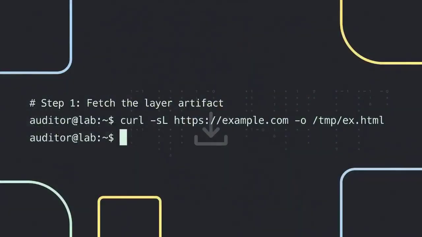Next we fetch the payload. The silent and follow-redirect flags let curl pull the file quietly without progress noise, dropping it into a scratch location so the real working directory stays untouched. When the command returns without output, that is exactly what success looks like.